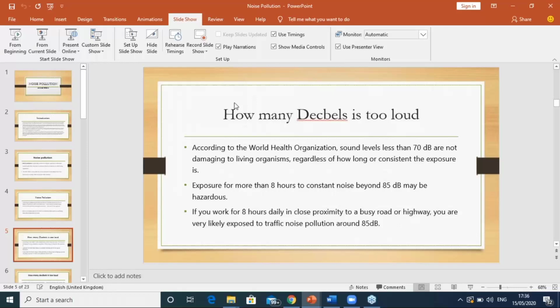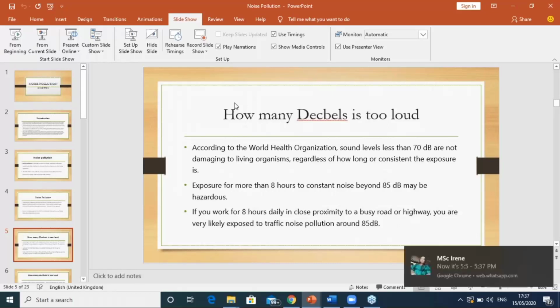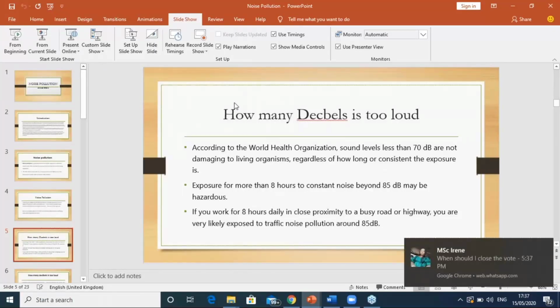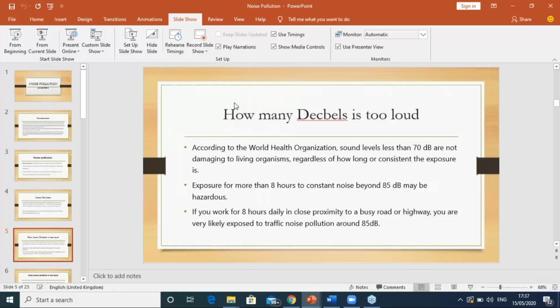If you work for 8 hours daily in close proximity to a busy road or highway, you're very likely to be exposed to traffic noise of around 85 decibels. So imagine these traffic wardens. It's even annoying and appalling that our traffic officers don't have a single PPE, like an earmuff or earplug, to help them, and yet they expose themselves 8 hours on a daily basis. On traffic, the noise can rise as much as 85 decibels, because you have trucks, low duty, medium and high duty vehicles, all bringing noise together to cause a whole lot of nuisance. These people are constantly exposed to that, which is a very big risk to them.